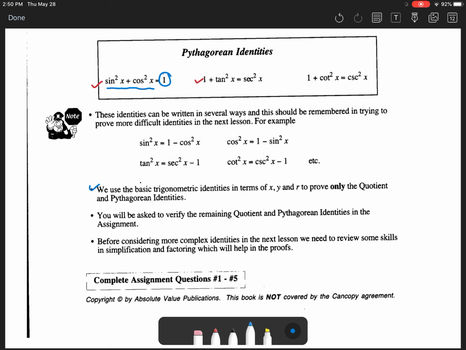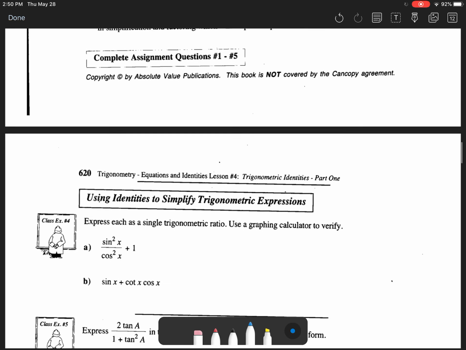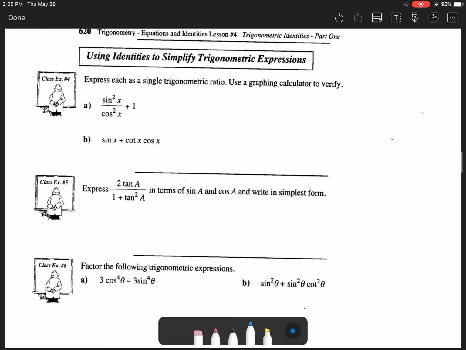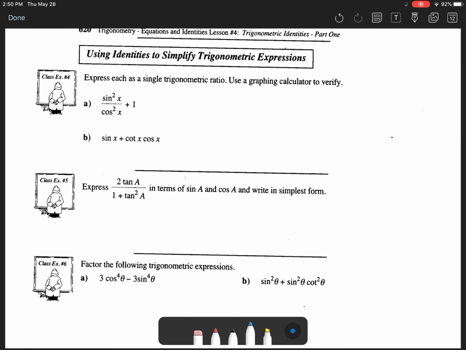Moving on underneath, it says we use the basic trig identities in terms of x, y, and r to only prove the quotient and Pythagorean identities. You will be asked to verify the remaining quotient and Pythagorean identities in the assignment, and before considering more complex identities, you need to review some skills in simplification and factoring, which will help with the proofs. So that's what we're going to take a look at for the remainder of this lesson.